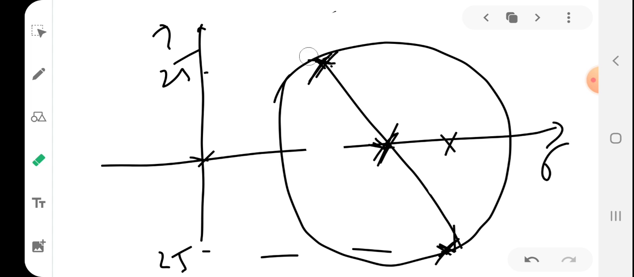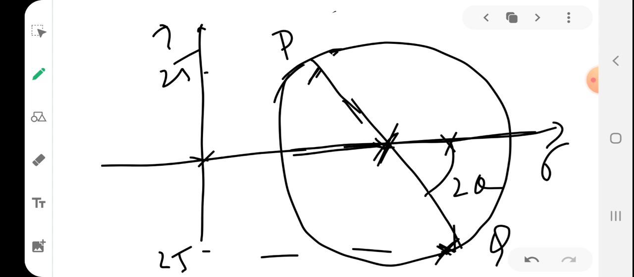Now, this is the state of PQ. So students, PQ shows the state of stress, the plane of stress for the current state of stress. This 2 theta gives the principal plane. So this is the principal plane, and this is the current plane of our state of stress.